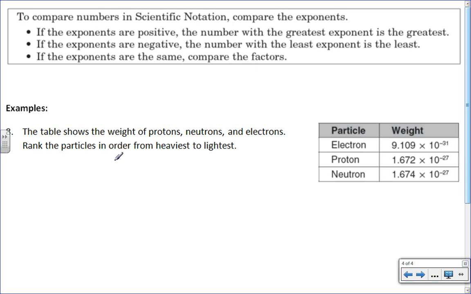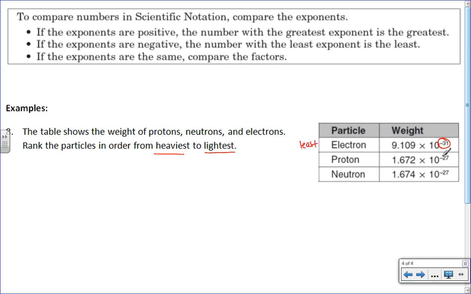So for example 8, the table shows the weight of protons, neutrons, and electrons. Rank the particles in order from heaviest to lightest. Okay, so we're trying to order these numbers. So let's look first of all at the exponents. And we see that we do have one that's different from the others. We have a negative 31. And because we have negative exponents here, if the exponents are negative, the number with the least exponent is the least. So this is the least exponent of these 3. So this one is the least.